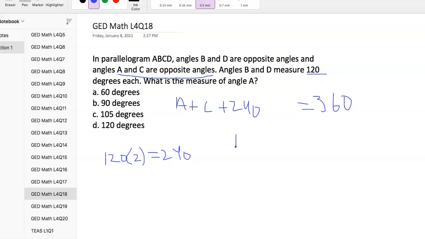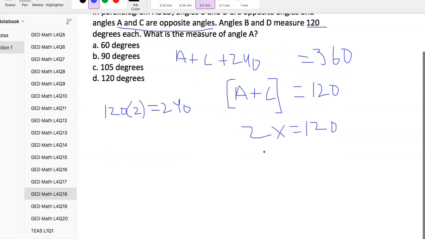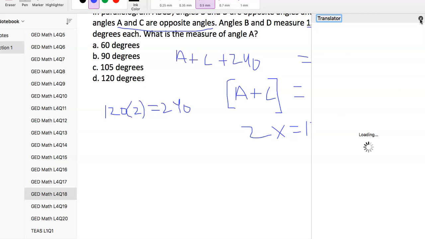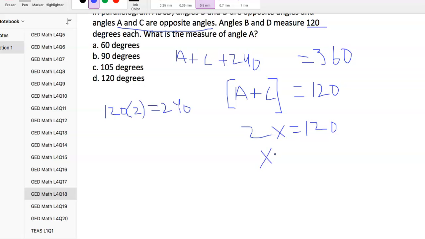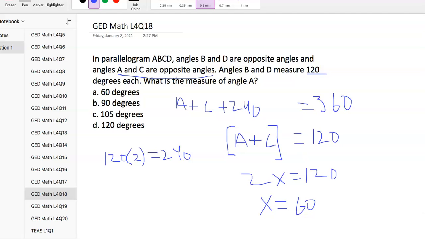Once we subtract 240 from each side, 360 minus 240 is 120. Again, A and C are equal, so we can just call it 2x, or 2c, or 2a, or whatever we want. They're going to be the same. 2x is 120. Divide each side by 2, and x is going to be 120 divided by 2, which is 60. So that means A is going to be 60 and C is going to be 60. The question was, what is the measure of angle A? That answer is going to be 60 degrees.